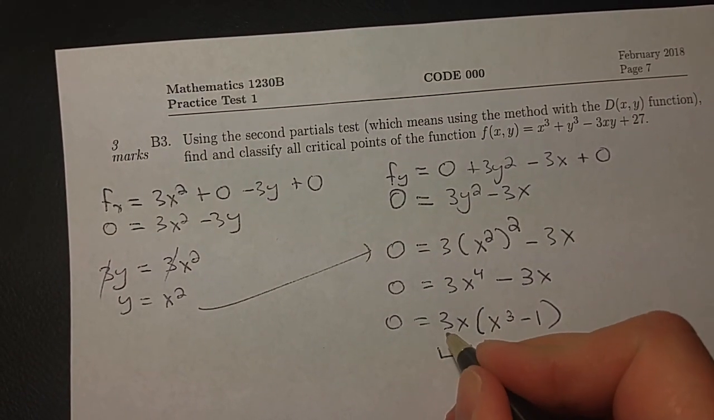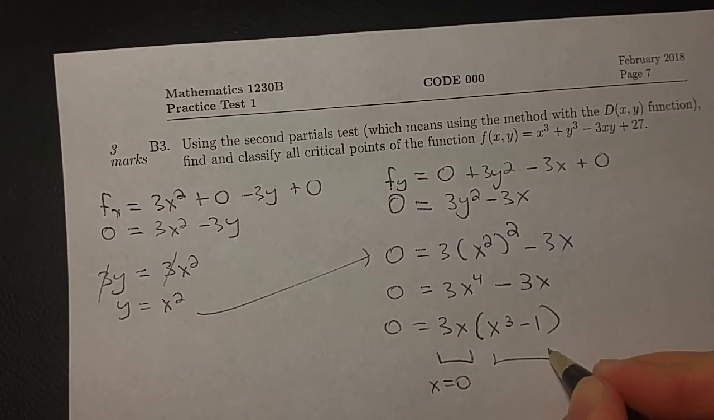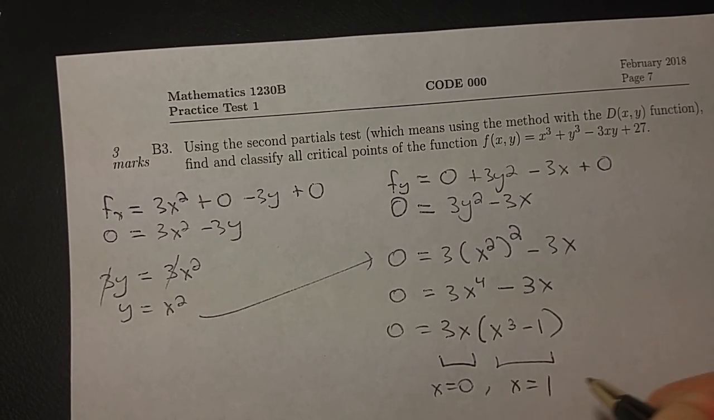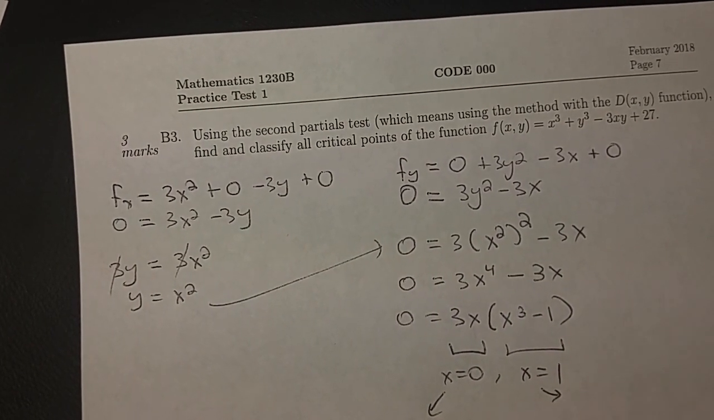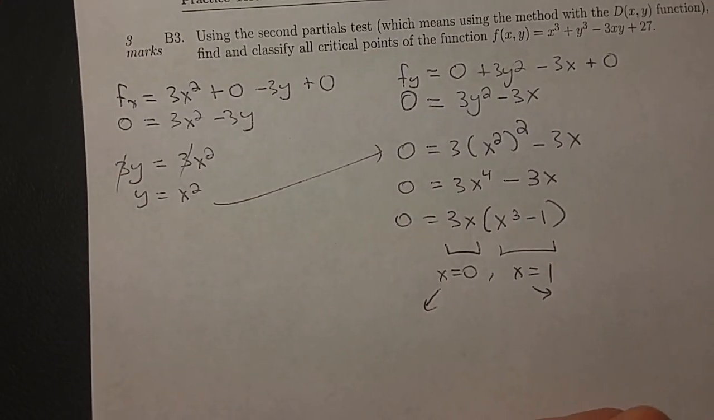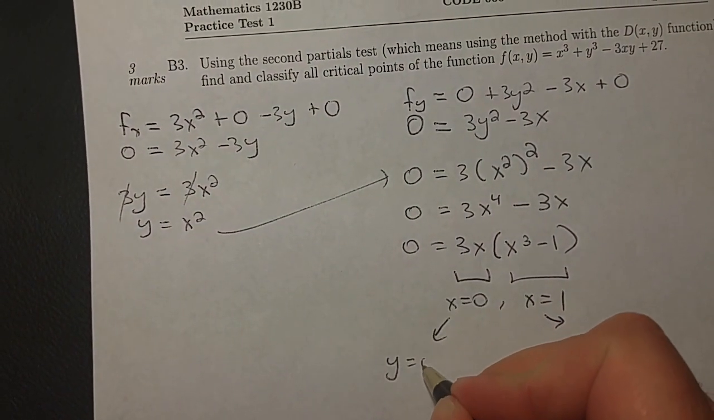The first one, 3 times x being 0 requires x to be 0. And x cubed minus 1 being 0 requires x to be 1. So we get 2 x values. For each of these x values, we'll get the associated y values. If x is equal to 0, y equals x squared, so y is equal to 0 squared.